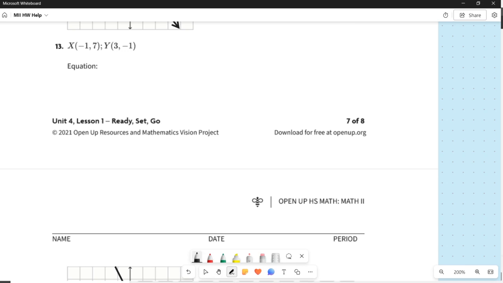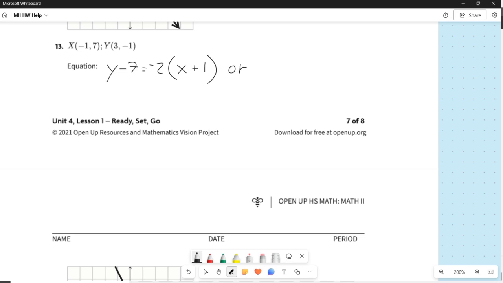So now I just simply plug it into point slope form. And again, I can choose either point here. So if I choose the first point, point slope form becomes y minus 7 equals my slope, which is -2, times (x minus negative 1). But I don't want to say minus negative, so I'm just going to say plus 1. Okay? Essentially, the sign flips with both x and y.